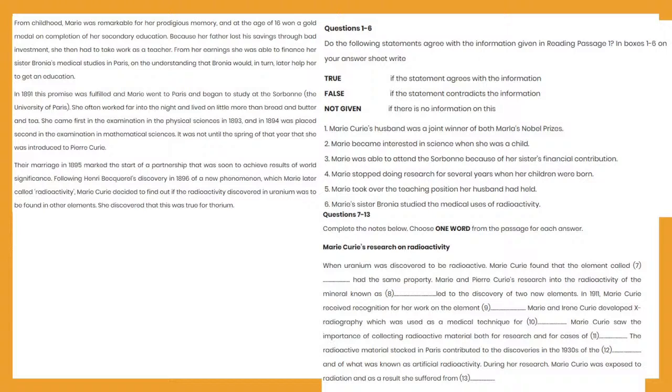Okay, let's see. Mary was able to attend Sorbonne because of her sister's financial contribution. Mary stopped doing research for several years when her children were born. They haven't mentioned anything about children, so we'll skip this. This is not given till now, right? Let's jump to another fill-up. When uranium was discovered to be radioactive, Marie Curie found that element called dash. There's no such thing mentioned till now. We haven't gone through that yet.